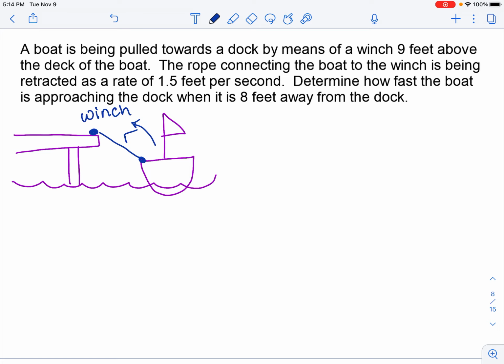All right, so the only way that I can work with a diagonal distance is with the distance formula or with the Pythagorean theorem. So I'm going to drop this down and create a right triangle here. And I'm going to call the horizontal distance x and the vertical distance y.